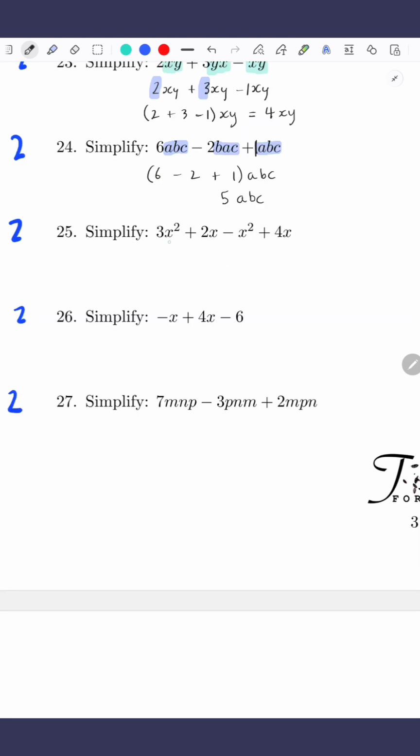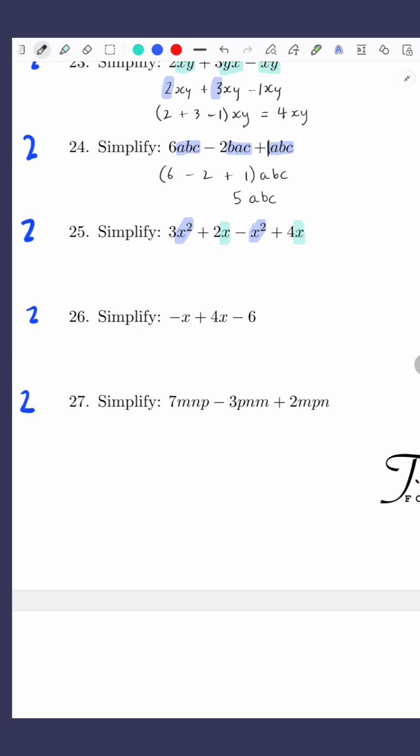Number 25. Simplify. Okay, now we've finally got different terms here. So we've got our x squareds. And if you can't use a color, it's easy. You're just going to underline the like terms. It's a little bit more ugly, but that's fine. So we've got x squareds here, we've got x squared there, and we've also got the family of x's. Nice. So let's deal with the x squareds first. We've got 3 minus 1 x squareds.